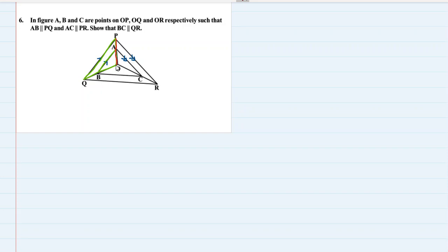Now, consider another triangle in which you have to apply BPT. That is triangle POR. In triangle POR, AC is parallel to PR. So, we can say that OA upon AP is equal to OC upon CR, number 2, by BPT. So, we have got two equations in which OA upon AP is common. OA upon AP is equal to OB upon BQ and OC upon CR. So, OB upon BQ is equal to OC upon CR from 1 and 2, and therefore BC is parallel to QR by converse of BPT. Very easy.